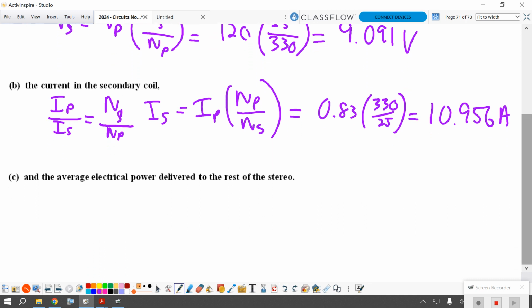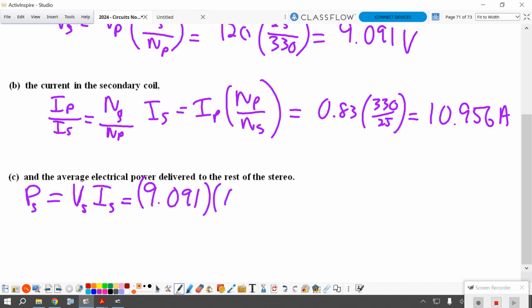All right. The average electrical power delivered to the rest of the stereo. Now, we actually have 2 different ways we can find this, and just for kicks and giggles, I'd like to solve for it both ways. Let's say the power based off the secondary coil, which would be Vs times Is, which we just solved for: 9.091 times our 10.956. Let's go ahead, pluggy chuggy. Let's see what we get.